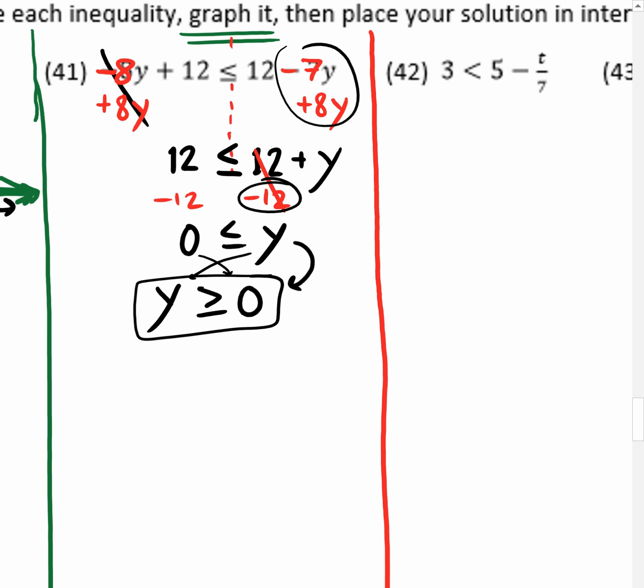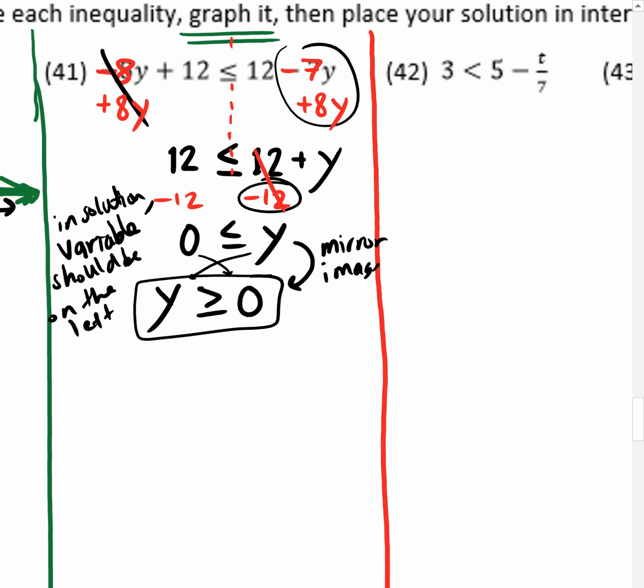If you want the variable on the left, and first of all, the variable should be on the left in the solution, and you flip them, you've got to think of the mirror image. Because you're switching what's on the right and what's on the left, your inequality should also be the mirror image, the backwards version of it. So y greater than or equal to 0. All right, we've got the solution.